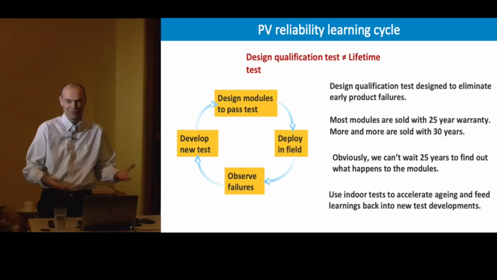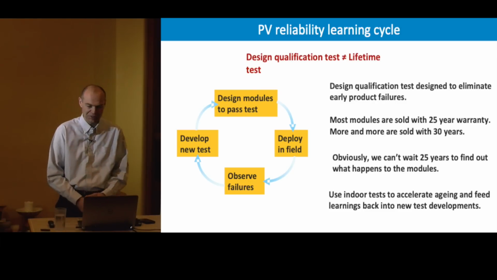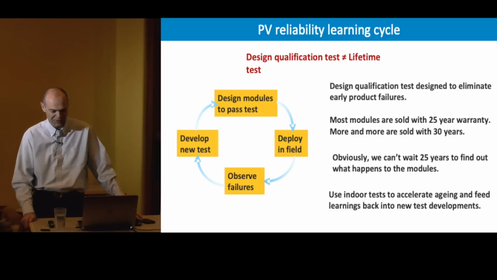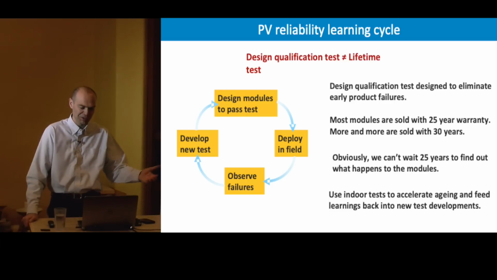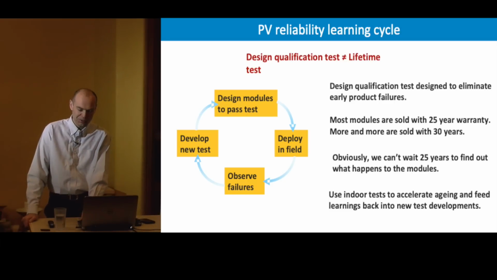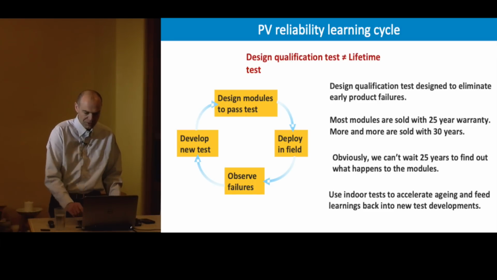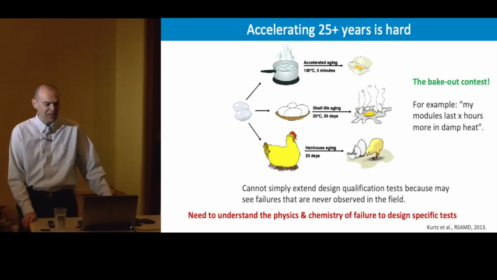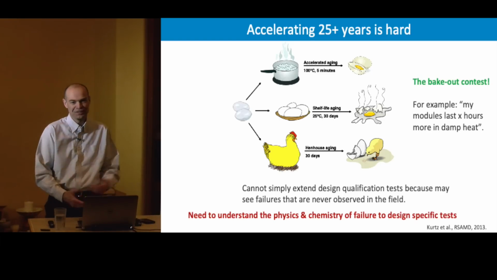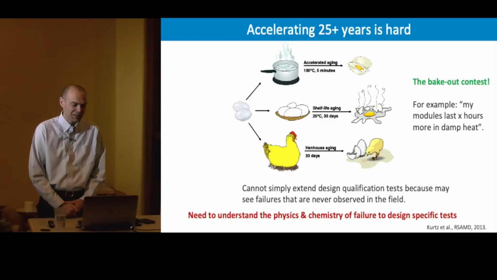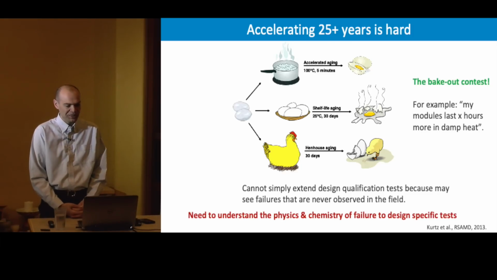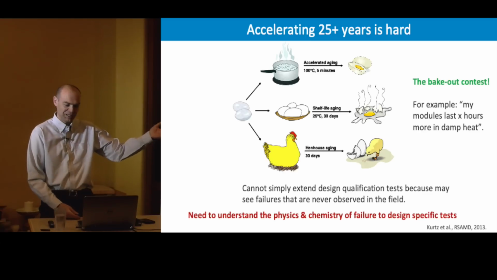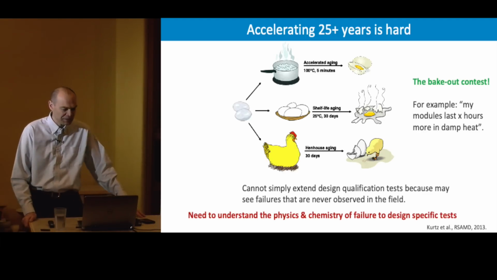Obviously, we can't wait 25 years to find out what happens, so we'd like to have a test so we can put a module in a chamber, maybe do a test, and then figure out how long it would actually last in the field. But you can't do it arbitrarily. You can't just arbitrarily extend the qualification test. It's really hard to accelerate 25 years in a single test. And depending on how you accelerate it, you might get very different results.